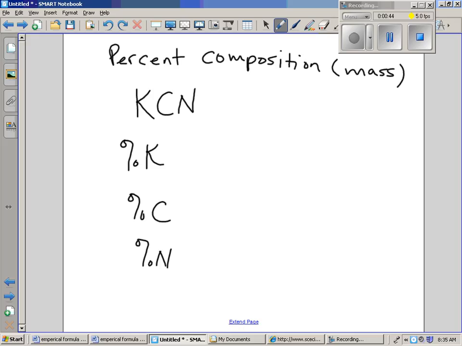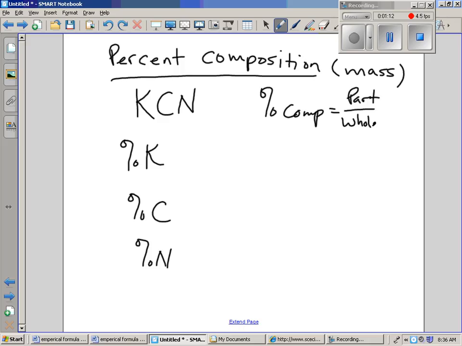No big deal. So what you have to do is find out the mass of these. I'll tell you right off the bat, potassium is 39 on the periodic table, 12 and 14. So don't forget, when you do percent composition, it's going to be the part over the whole times 100. And that'll give you percent composition. So the part in this one is potassium over the weight of the whole thing times 100.